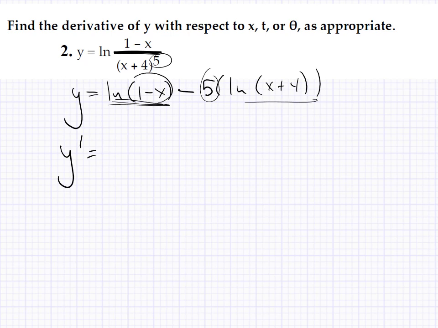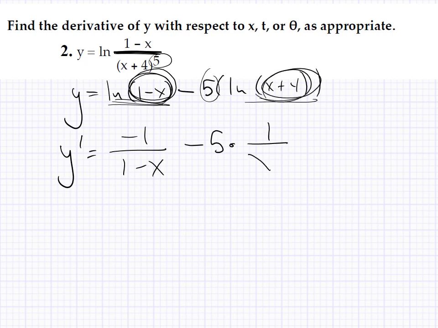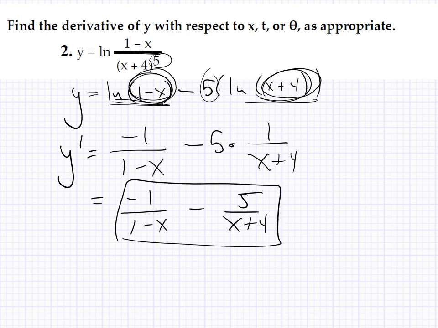So I have this log minus this log, so I can do each one separately. U prime over u. Here's my u, so the derivative of this, which would be negative 1 over that. Minus 5 times, same deal again, derivative of this divided by this. So that'd be 1 over x plus 4. So I could write my answer as negative 1 over 1 minus x minus 5 over x plus 4. For a test, that would be fine. There's not really much else we can do there.